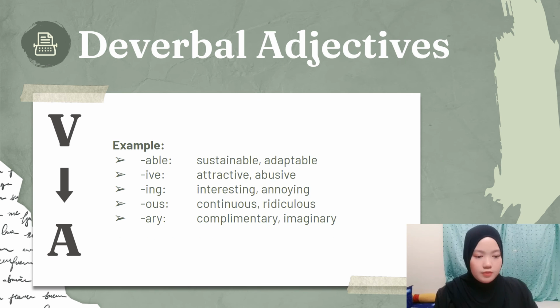And then we have the verbal adjective, which is verb to adjective, with the suffix able: sustain, sustainable; adapt, adaptable; attain, attainable; and the suffix ive: attract, which is a verb, attractive; abuse, abusive; and the suffix ing: interest, interesting; annoy, annoying. And then we also have the suffix ous: continue, continuous; ridicule, ridiculous. And then lastly, we have the suffix ary: complement, complementary; imagine, imaginary.